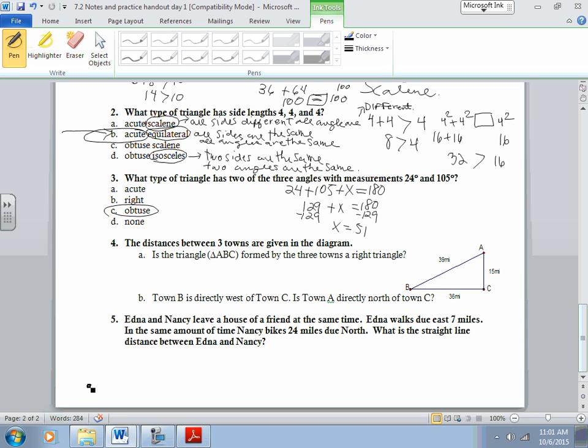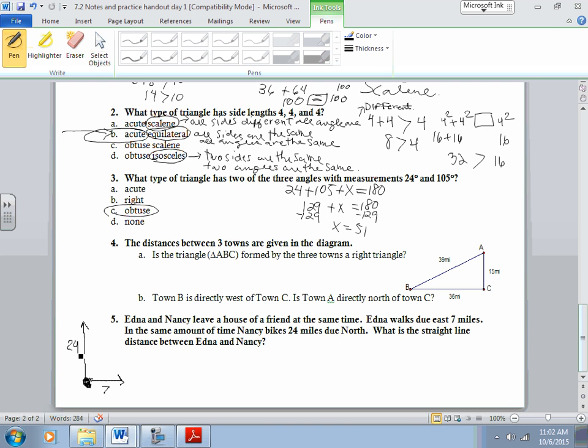Do you guys agree that both Edna and Nancy left from the same place? Edna went east, so which way would be east? Left. East is this direction, yeah? So she went east how many miles? 7. And then which way did her friend go? She went north, so which direction would that be? Up. How much did she go?